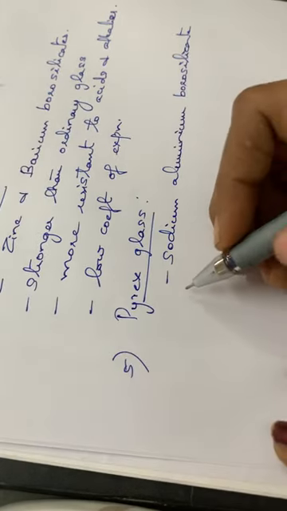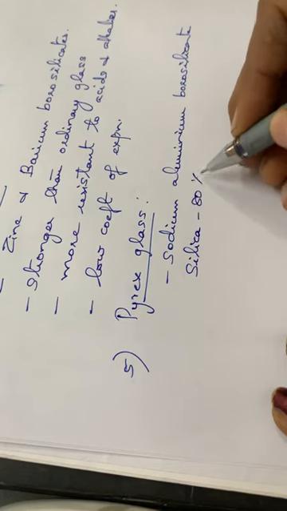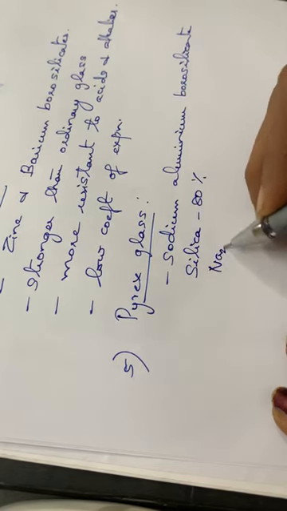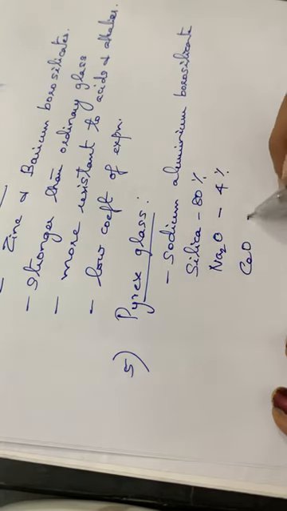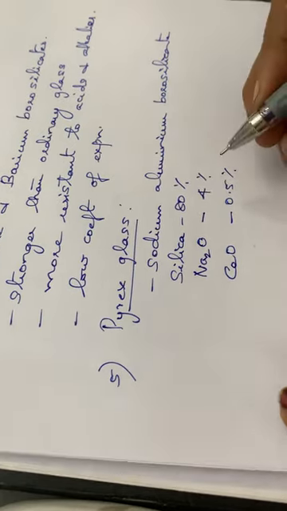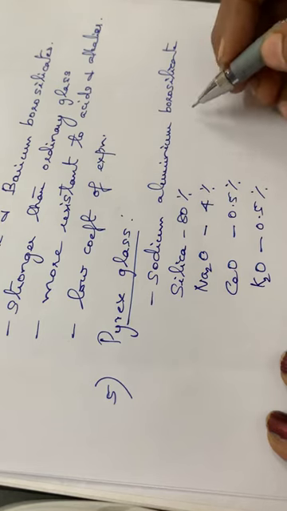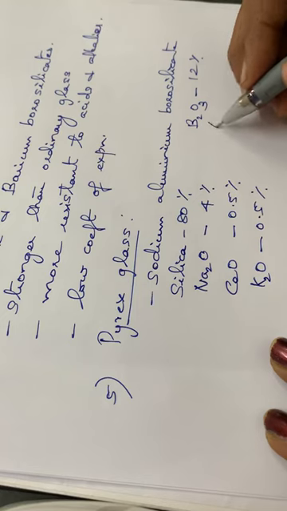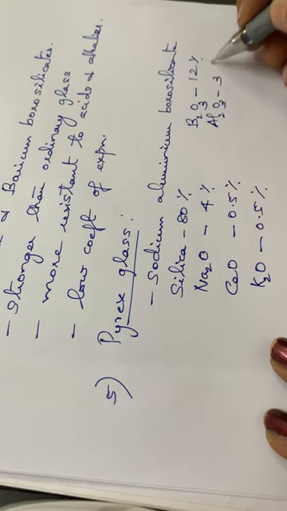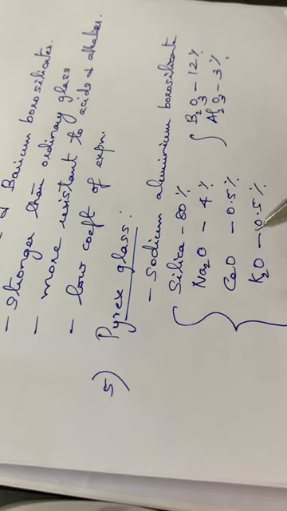Regarding the composition, silica is about 80%, sodium oxide is 4%, then calcium oxide 0.5%, then potassium oxide again 0.5%, then B2O3, boric oxide, 12%, then alumina 3%. So this is the composition of Pyrex glass: silica, sodium oxide, calcium oxide, potassium oxide, then boric oxide, then alumina.